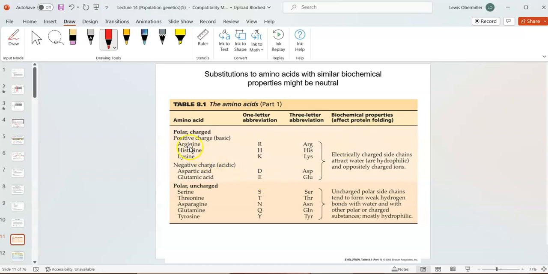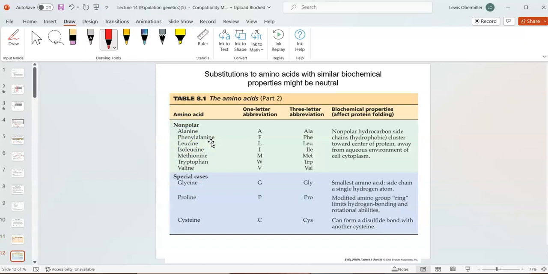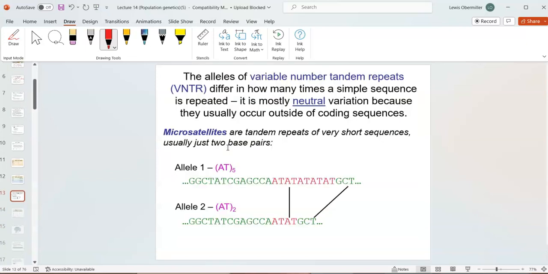We talked about how some amino acids are positive and some are negative. If you had a positive one replaced with another positive one, it wouldn't be that big a deal. We can have ones that are non-polar versus polar. I'm not asking you to memorize the amino acids or their chemistry, except to know that each has an amino and a carboxyl group, and that affects its shape. But you don't need to know individual amino acids.